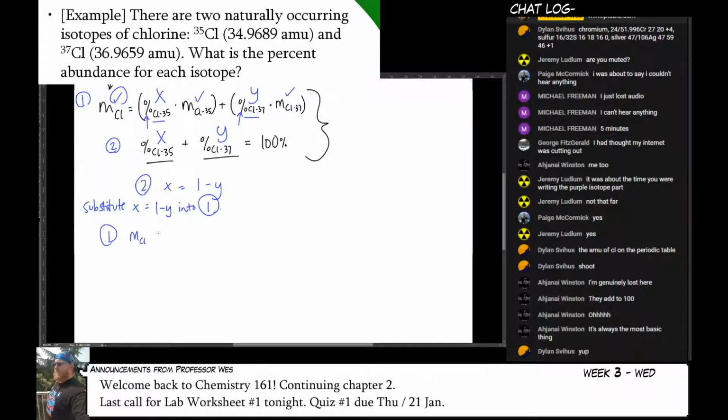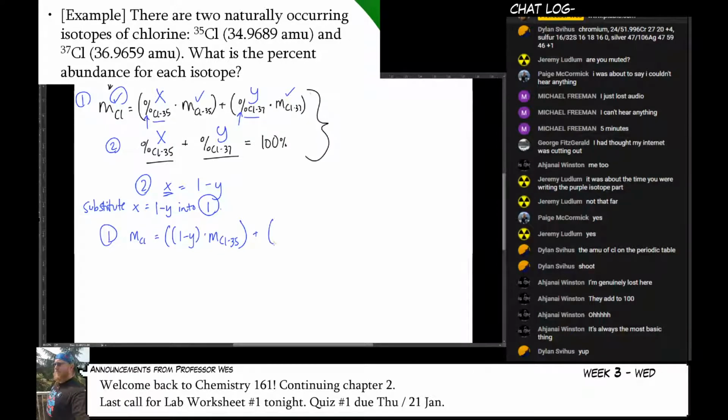The atomic mass of chlorine is equal to x, which is this right here, times the isotopic mass of chlorine-35, plus, we would say y, but we've substituted it. Oh, I did this backwards, sorry. I thought I was solving for y. Let me just do this again. I'm substituting in x, so that means anytime I see an x, I have to write 1 minus y. Sorry, I can do algebra, maybe.